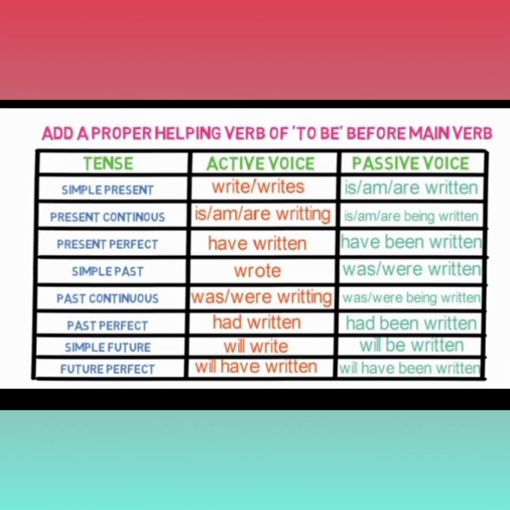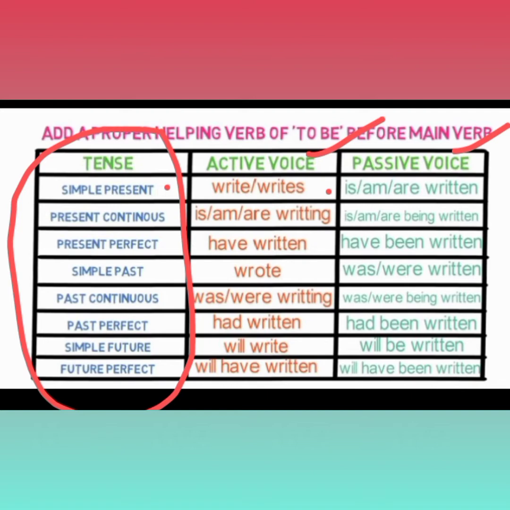Now here you can see how to add a helping verb before a main verb. Here you can see I have three columns. In one column there is the tense, in the other one the active voice, and then the change into passive voice. How for each tense we change the active into passive. Okay, when it is simple present tense, for example here the action is taken as write. When the subject is singular we use writes, and as the subject is plural, we use write. Okay, so when we are changing it into passive voice, we add is or are plus the third form of the verb.